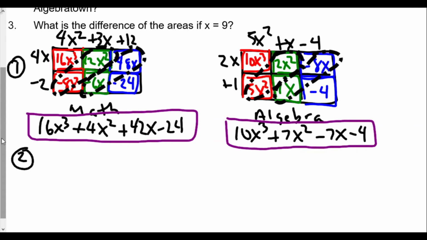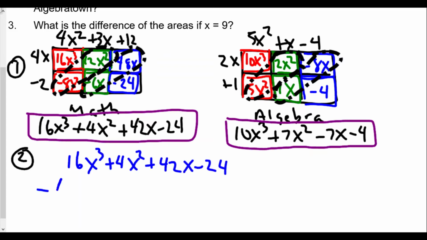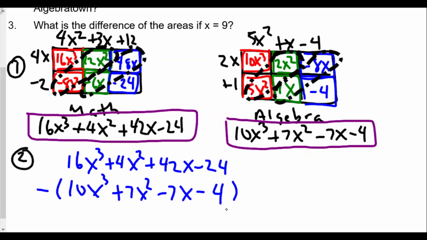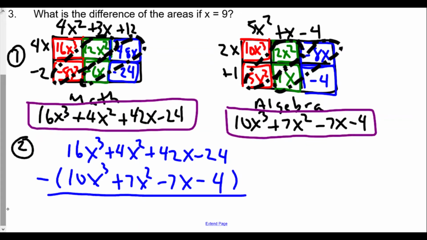So we're going to put down the area of Mathville, which is 16x to the third plus 4x squared plus 42x minus 24. And we subtract everything from the area of Algebra Town, which is 10x to the third plus 7x squared minus 7x minus 4. Double check to make sure I copied everything correctly, because that's something you always want to do during your test. It'd be tragic to have the procedure down correctly, but then make an error because you just wrote down the wrong number.